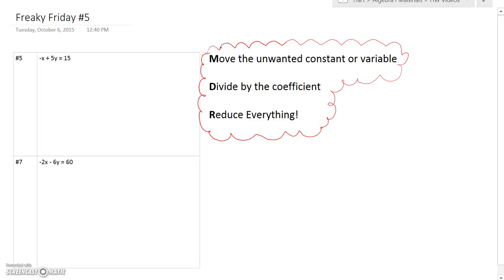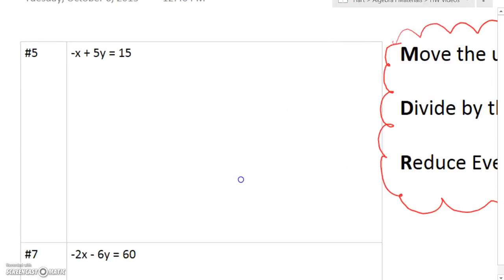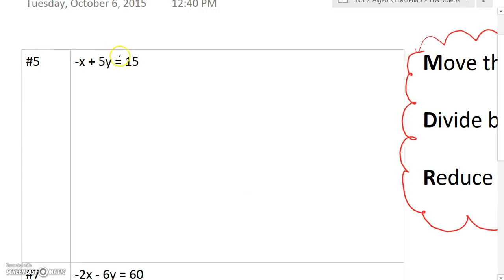So our first step is we have to move the unwanted constant or variable. So on here, since we want y, our unwanted one would be x. So I need to move this x, so I'm going to add it. So those cross off, and we're left with 5y equals x plus 15.